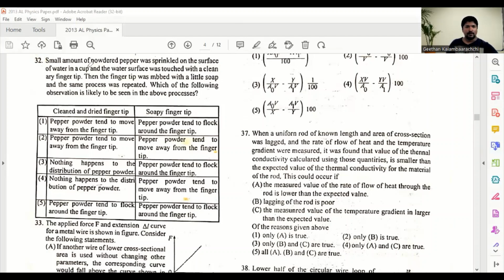Small amount of powdered pepper was sprinkled on the surface of water in a cup and the water surface was touched with a clean dry fingertip. Then the fingertip was touched with a little soap and the same process was repeated. Which of the following observations is likely to be seen in the above process? So they are asking about the same thing.